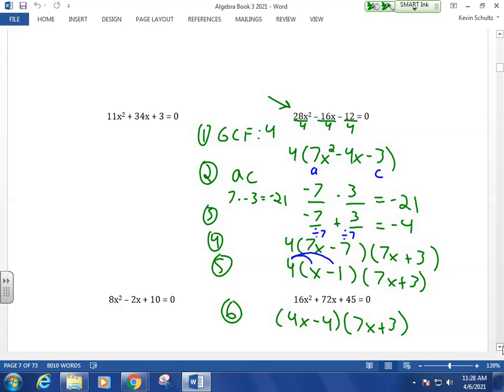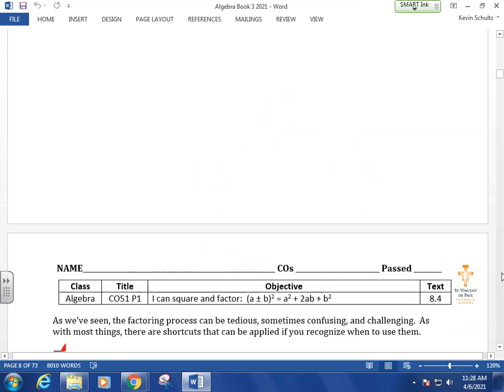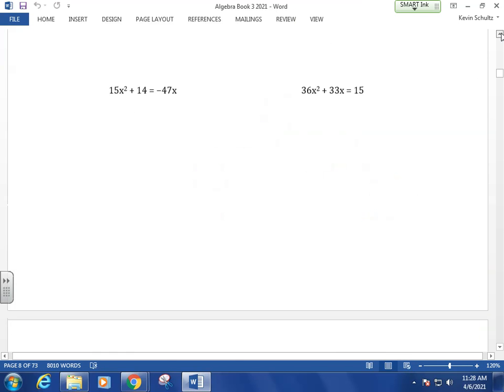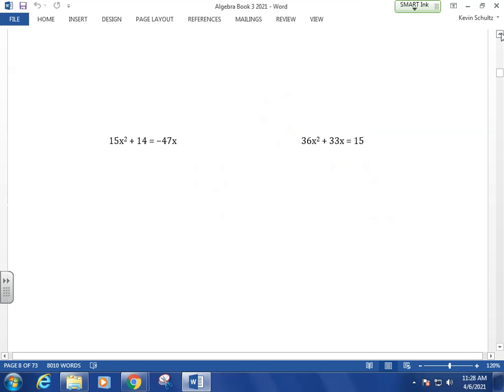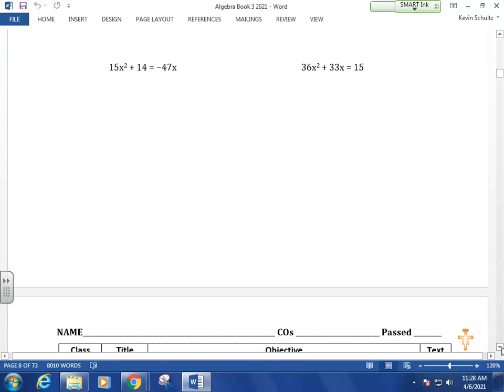Bridget. The last one, or the second to last one on the second page. Okay. The 15x squared plus 14 one? Yeah. Okay. So this one, what's wrong with it? There's nothing wrong with it, but what do we have to do first here? What's the extra step?